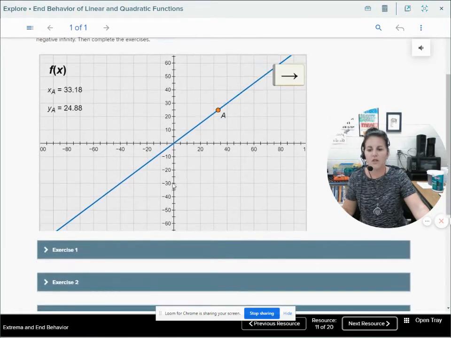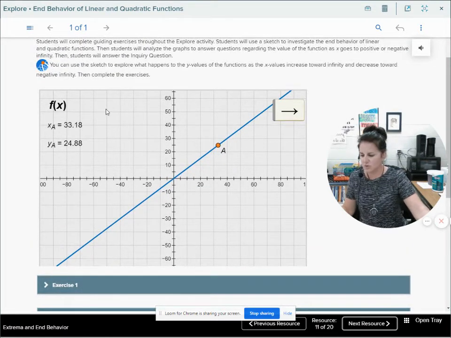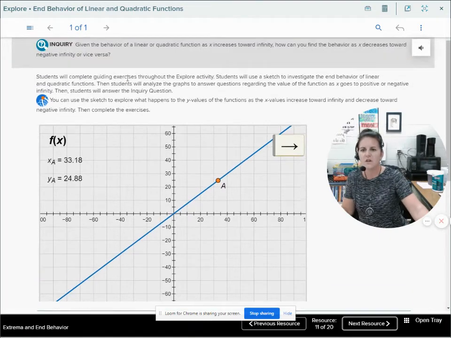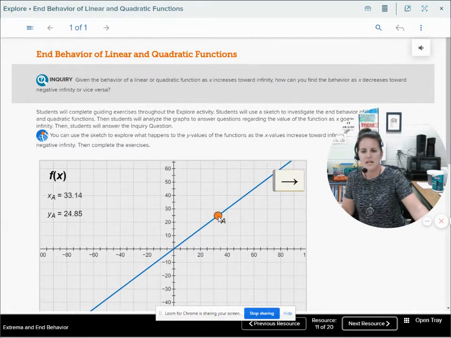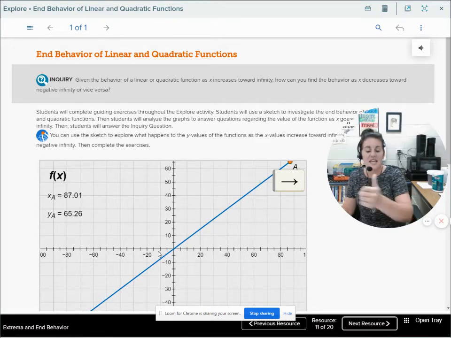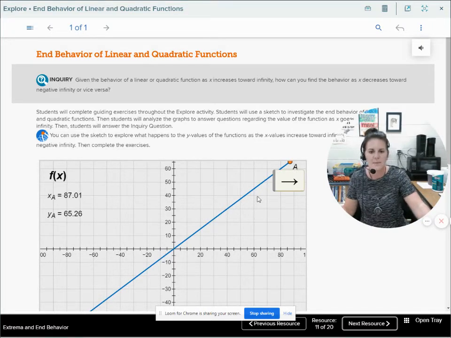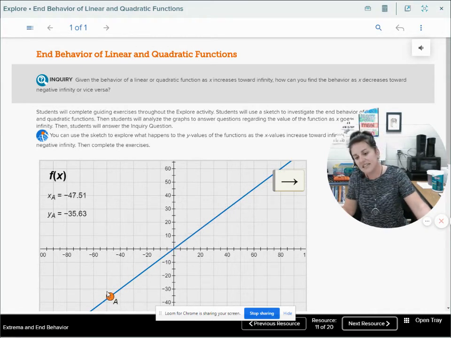We're not going to do all of that, but let's go ahead and look at this real quick. We've already talked about minimums and maximums, and now we're going to talk about end behaviors. You can see as X is moving to the right, what's happening to the values of Y? As X increases, Y is increasing. But what happens as we move to the left? As X is decreasing, Y is decreasing.